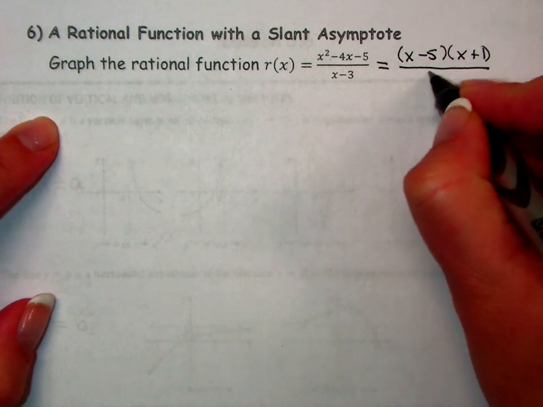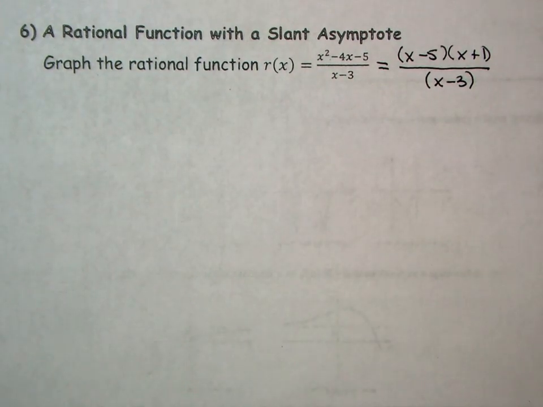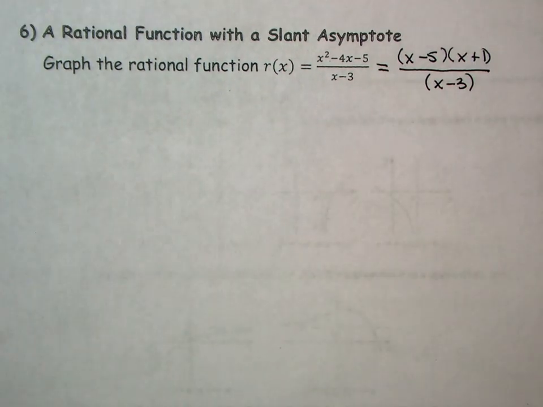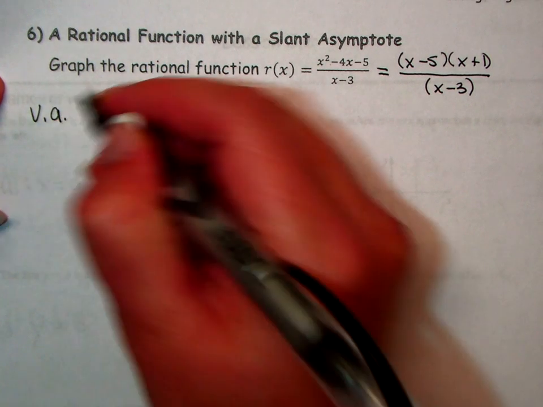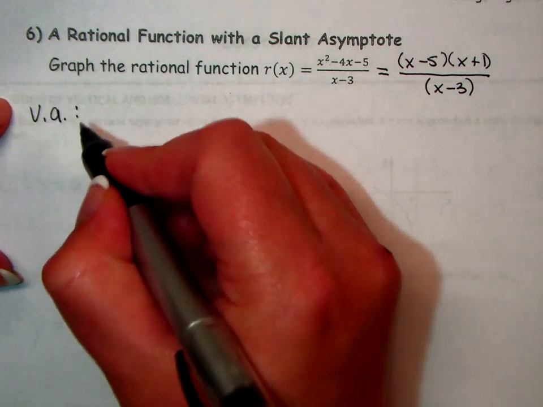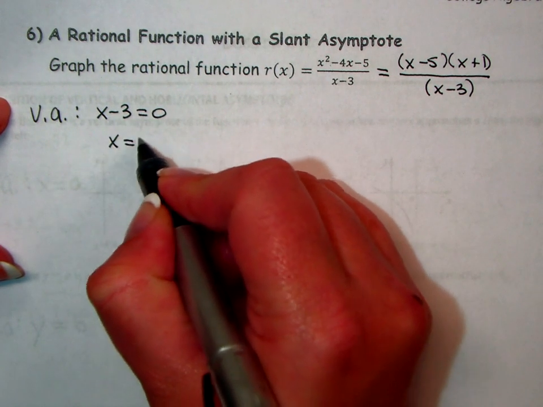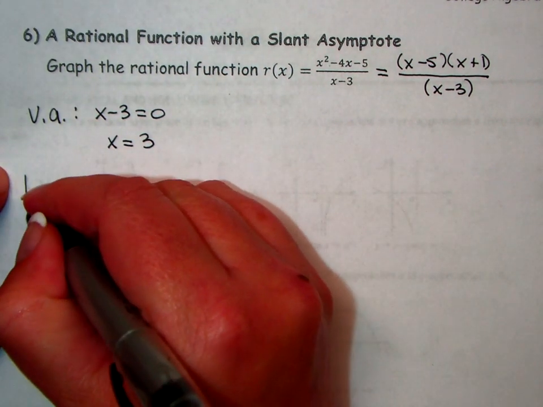The bottom is already, can't be simplified any further, right? It's its own factor. Nothing cancels, right? So we have no holes. Okay, the denominator is going to be where our asymptotes lie. So vertical asymptote, okay, occurs where the denominator equals 0. So if I set the denominator equal to 0, I get x equals 3. Okay, that's the equation of my vertical asymptote.